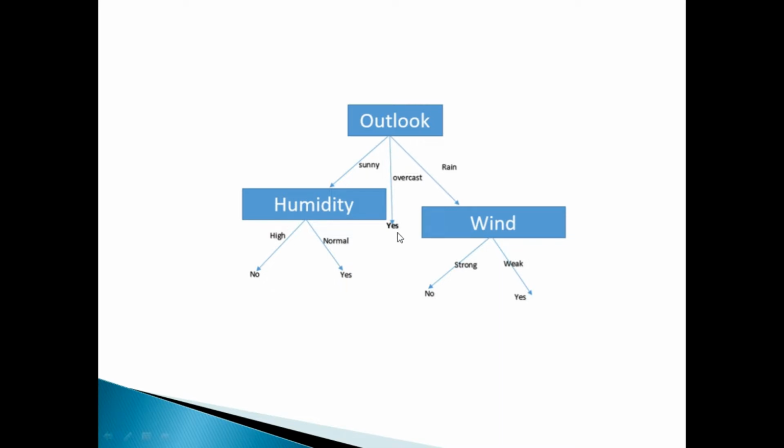See, if it is overcast, yes, the elephant will be spotted. Now, with sunny and the humidity being high, I get a no. That is, no elephant will be spotted. Humidity being normal, I get to see an elephant. If outlook is rain, and I check for the wind, if it is strong, it doesn't give me any output, and then if it is weak, I spot an elephant. So depending upon various options that are there, I can go about doing the decision tree.